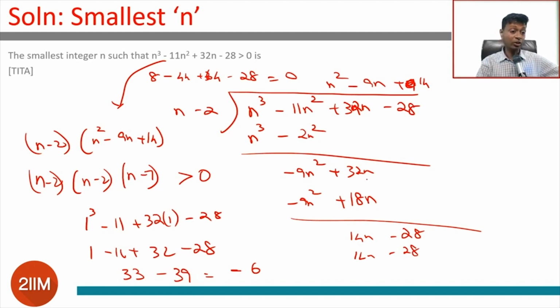This doesn't work when n is 1. When n is 3, 4, 5, it won't work. When n is 1, these two are negative, this is negative. All three are negative, it doesn't work. Between 3 and 7, it doesn't work. These two will be positive, this is negative. The smallest integer that will work is the integer 8.